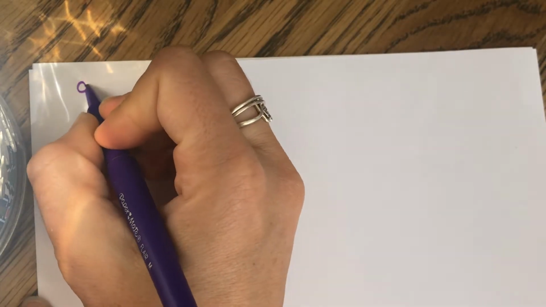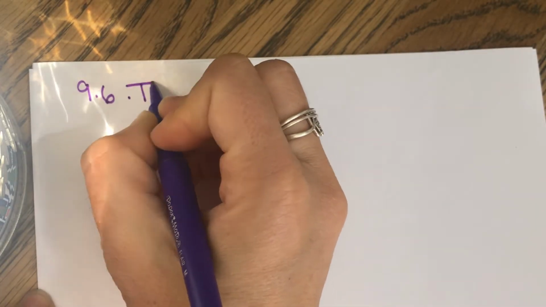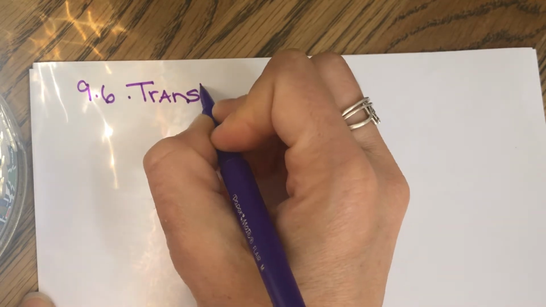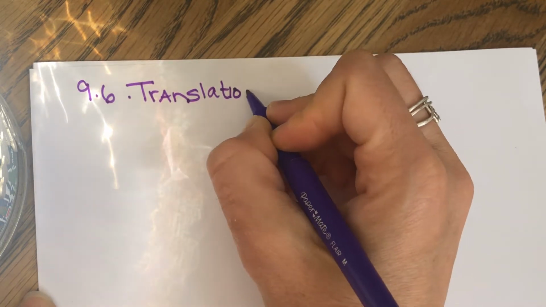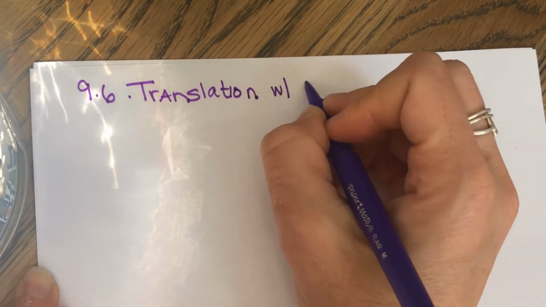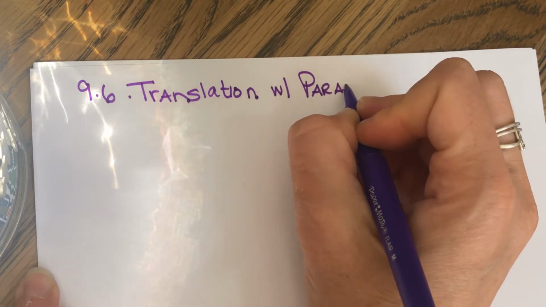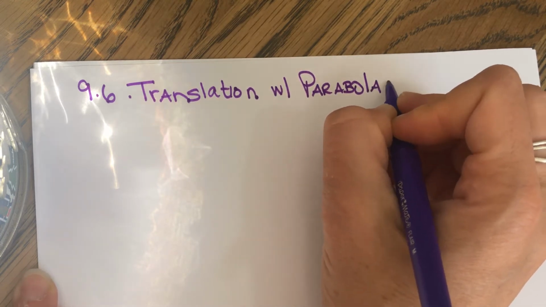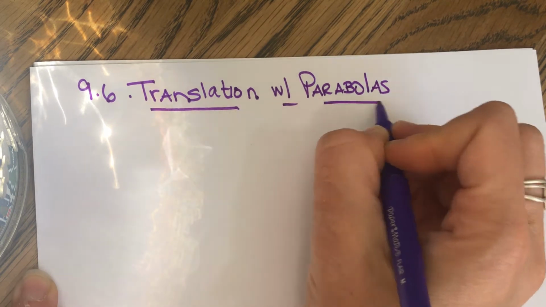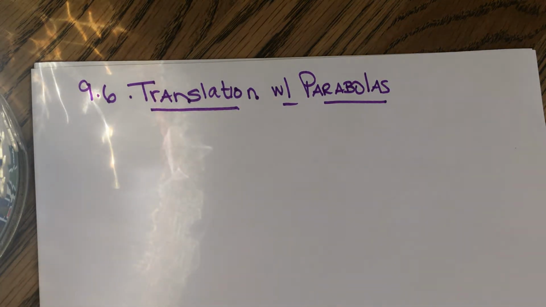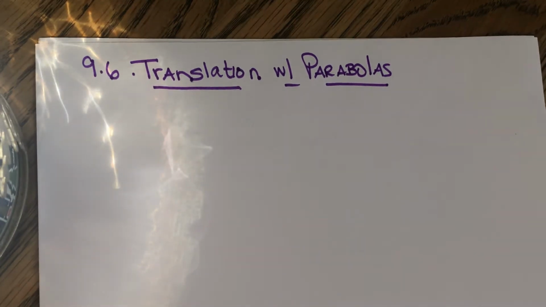Okay, you guys, we're doing 9-6. We're doing translation with parabolas. As you all know, I'm not going to lie to you, I find this lesson perhaps the most challenging of your parabolas because translation is always hardest. So I hope you're really watching the lesson and listening to my hints.